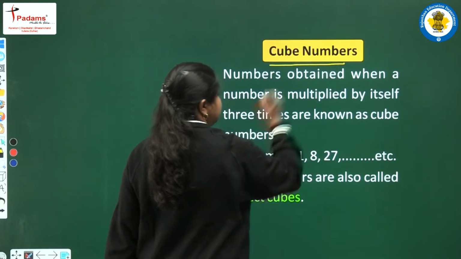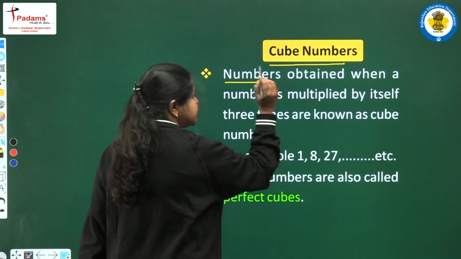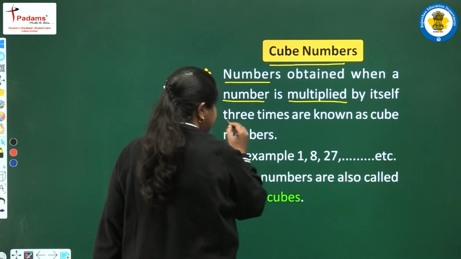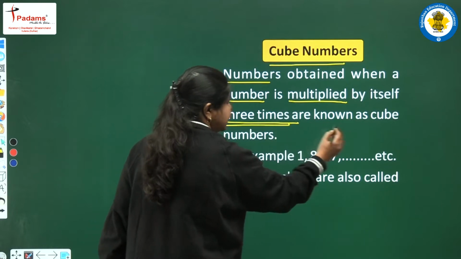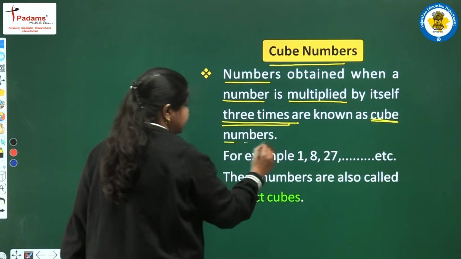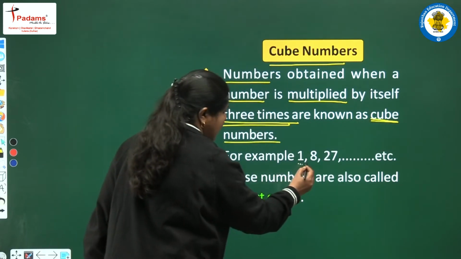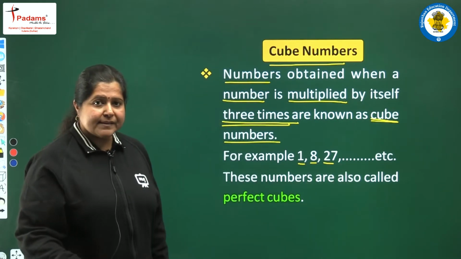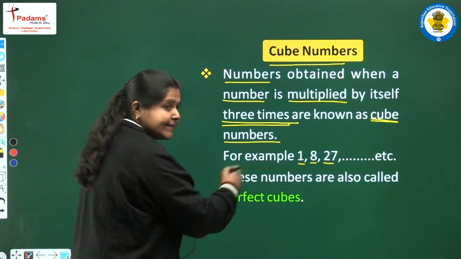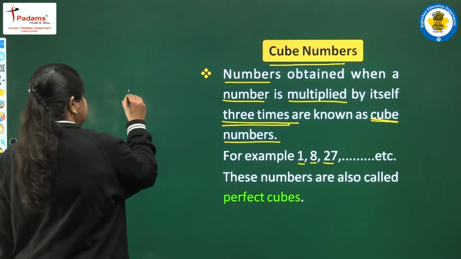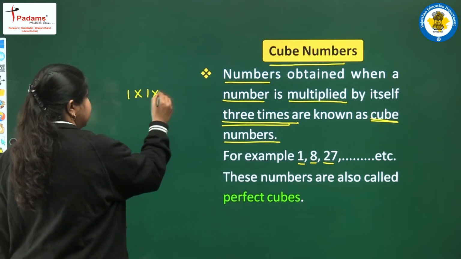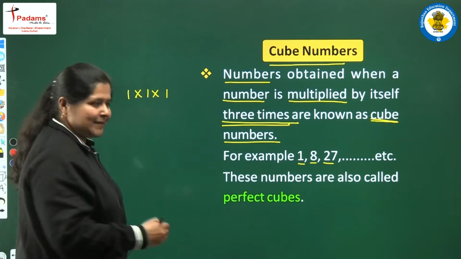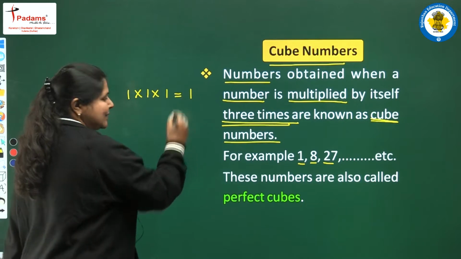What are cube numbers? Numbers obtained when a number is multiplied by itself 3 times are known as cube numbers. For example, 1, 8, 27, all these are cube numbers. Now how are we getting these numbers? Just have a look. If we multiply 1 by itself 3 times, 1 into 1 into 1, what do we get? We will get it equal to 1.